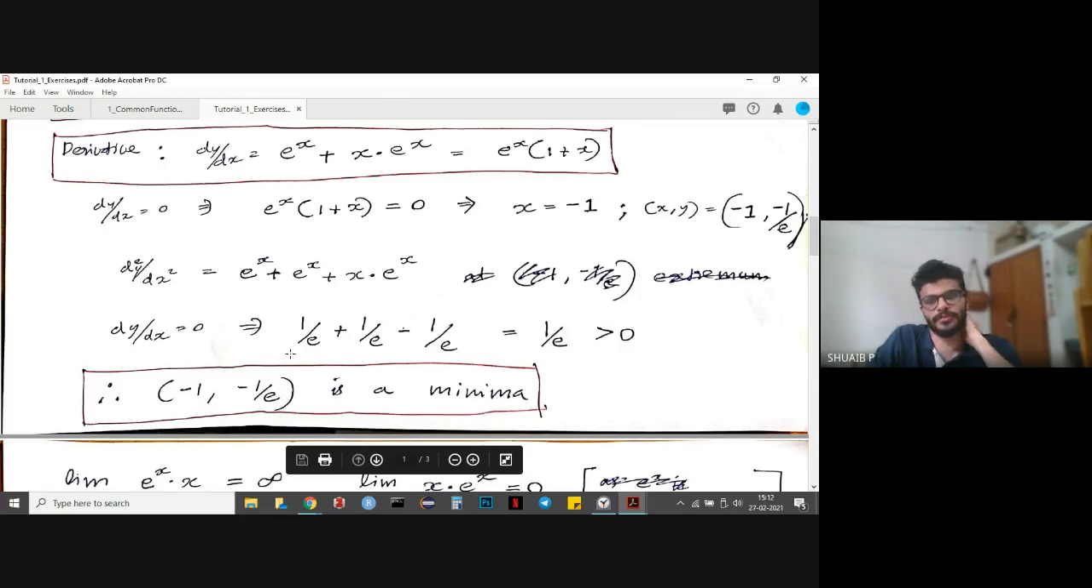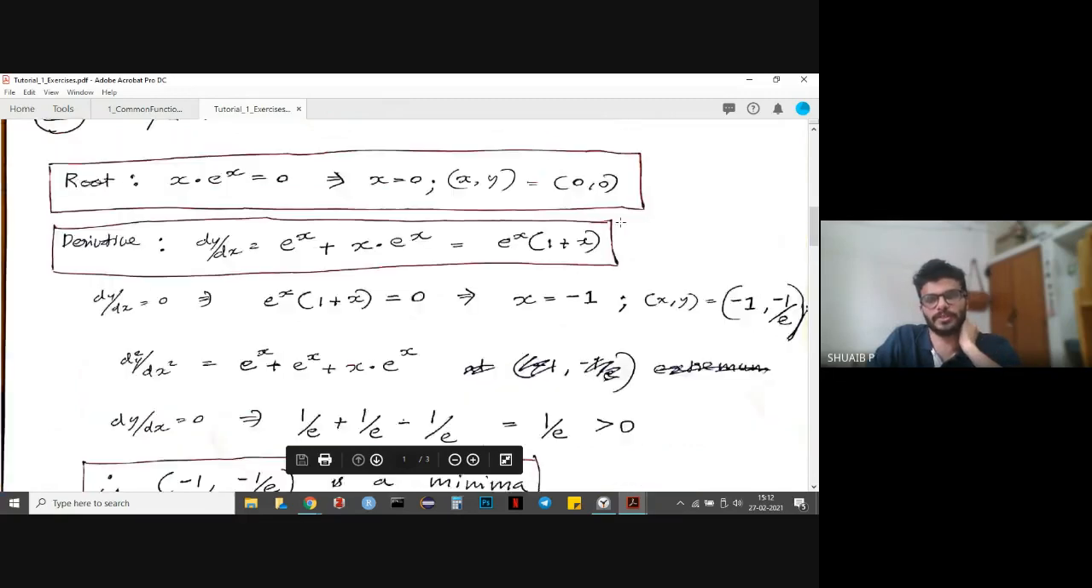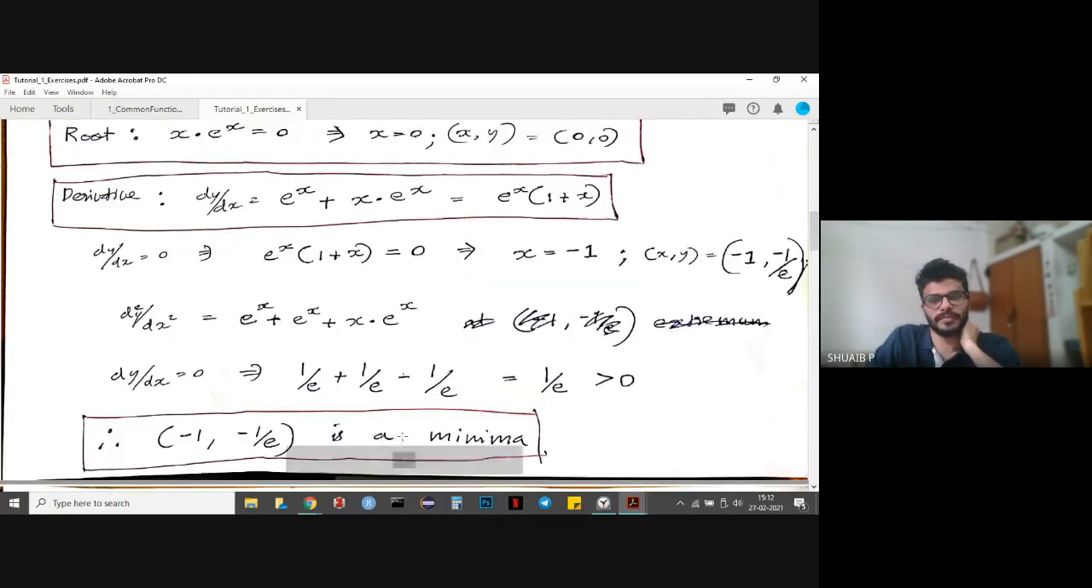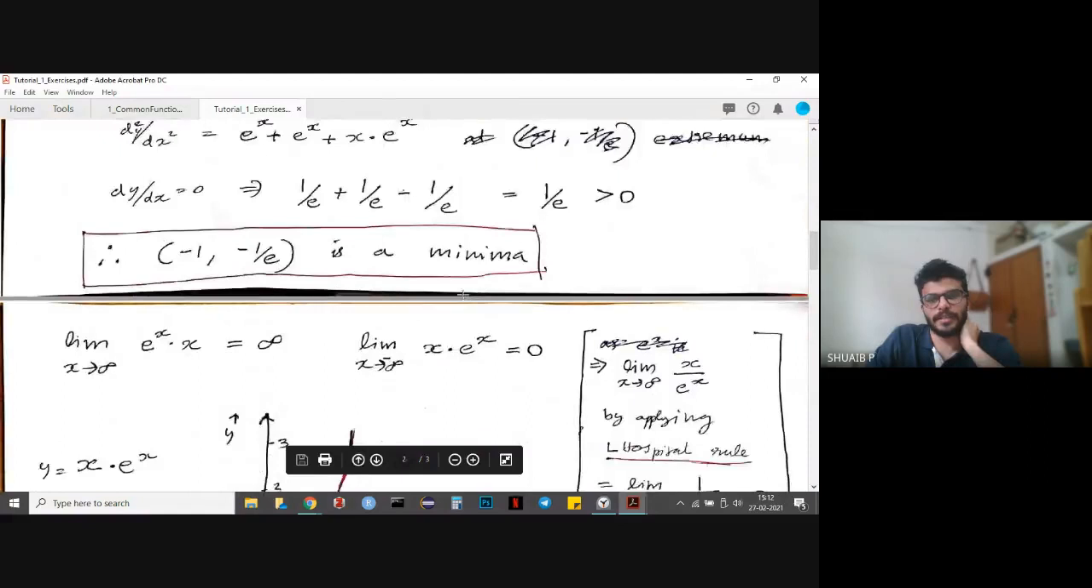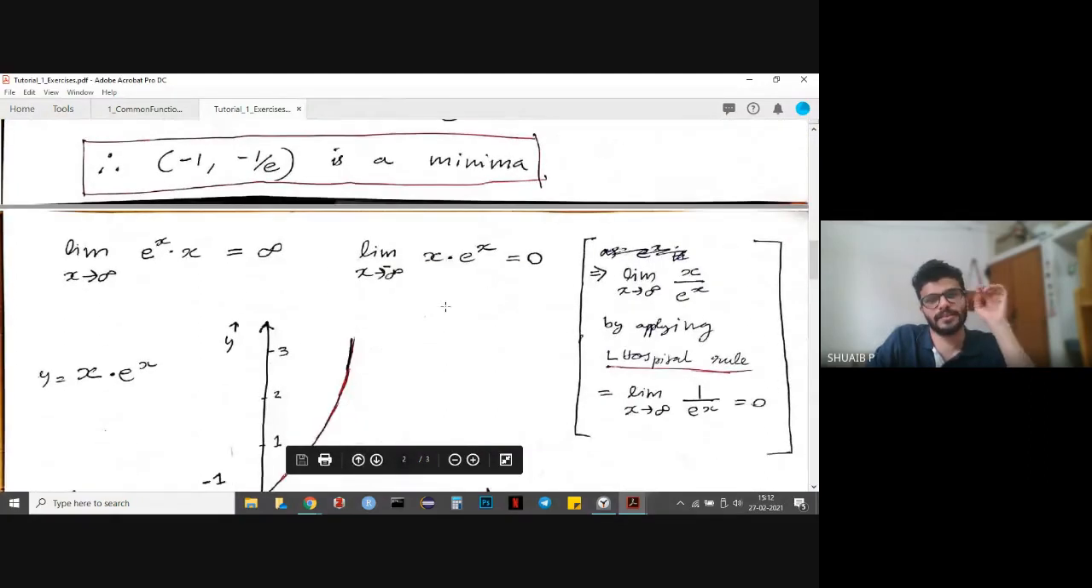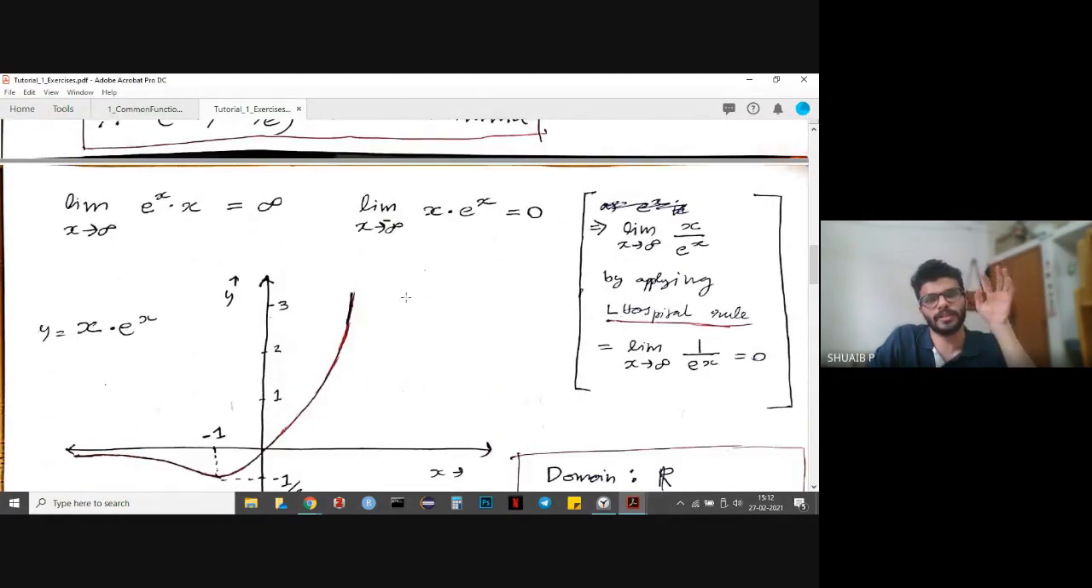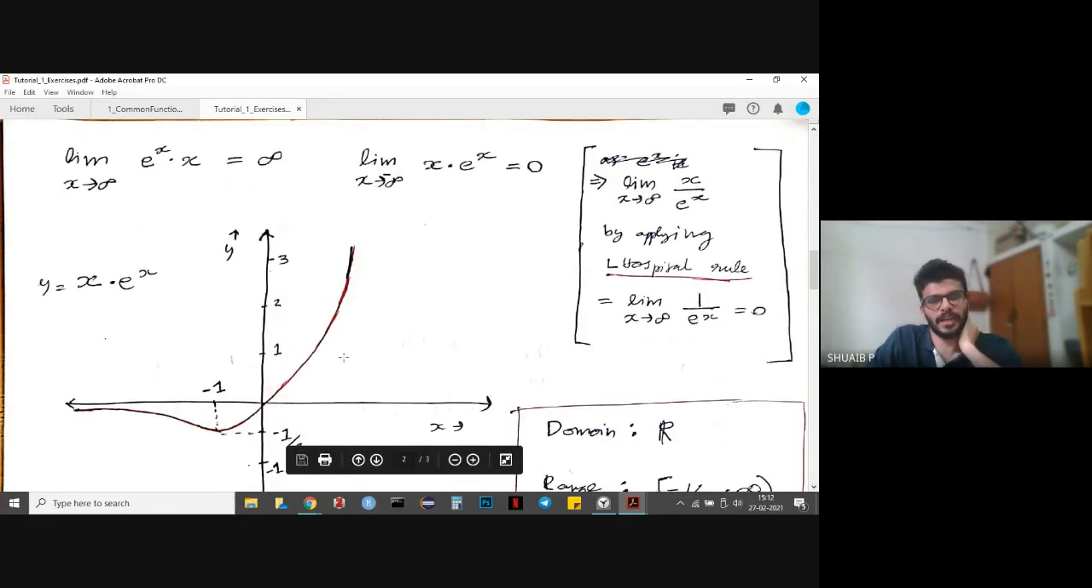So we got two pieces of information. This function is passing through (0, 0), and this function has a minima at -1 by e. Then the other two pieces of information that we want to know is when this function is approaching either of the two directions, like infinity in the x axis and minus infinity in the x axis, where the function is tending to.